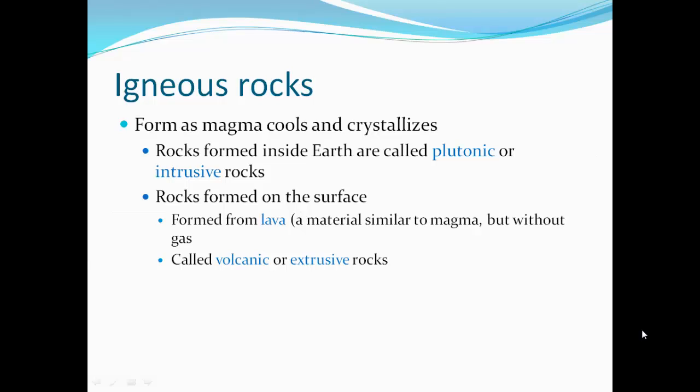Igneous rocks form as magma cools and crystallizes. Rocks formed inside the earth are called plutonic or intrusive rocks. Igneous rocks formed on the surface of the earth are formed from lava, so it's magma but has come out to the surface of the earth and no longer has gas in it, and those are called volcanic or extrusive rocks.